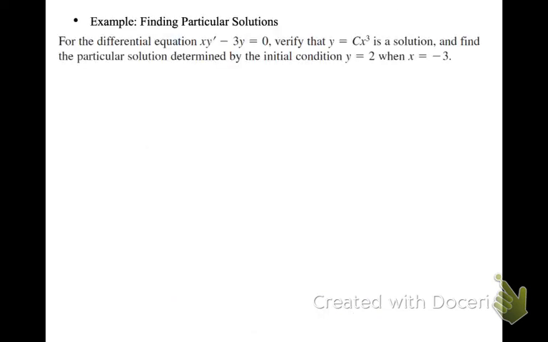Okay, for a differential equation, x y prime minus 3y equals 0, verify y equals cx cubed is the solution. Find the particular solution determined by the initial condition y is 2 and x is negative 3. So first verifying is what we've been doing, correct? Okay, so this is y, we need to find y prime first, right?